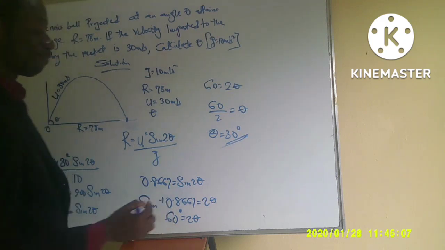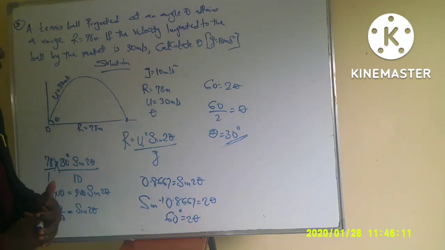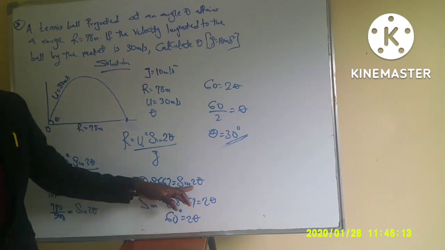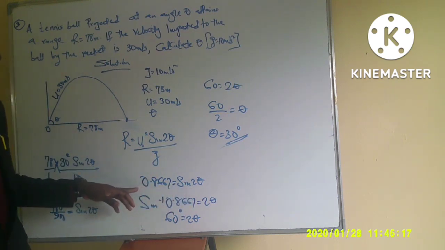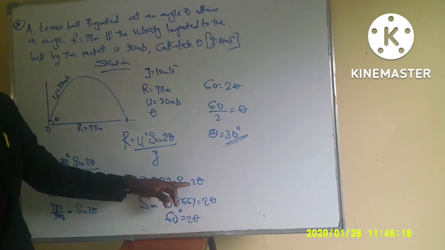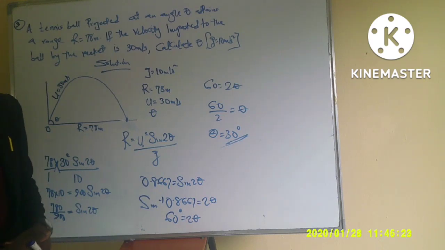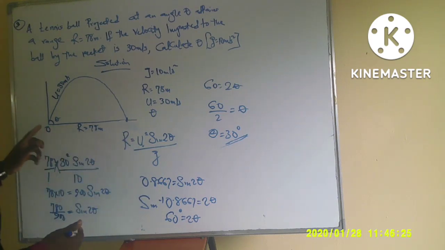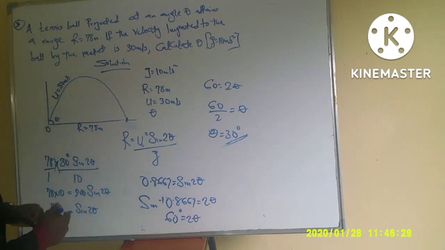That's our answer. Some people will make a mistake here. Please try as much as possible to avoid this mistake of dividing by 2 before finding the inverse sine. So you find the sine first, because the 2 and theta are attached together, before you can divide by 2. So the angle the tennis ball makes with the ground is 30 degrees.